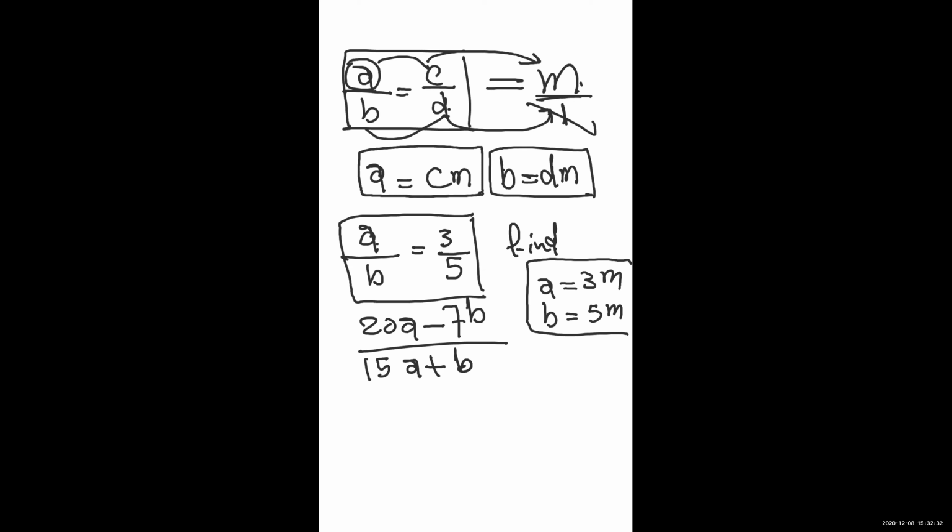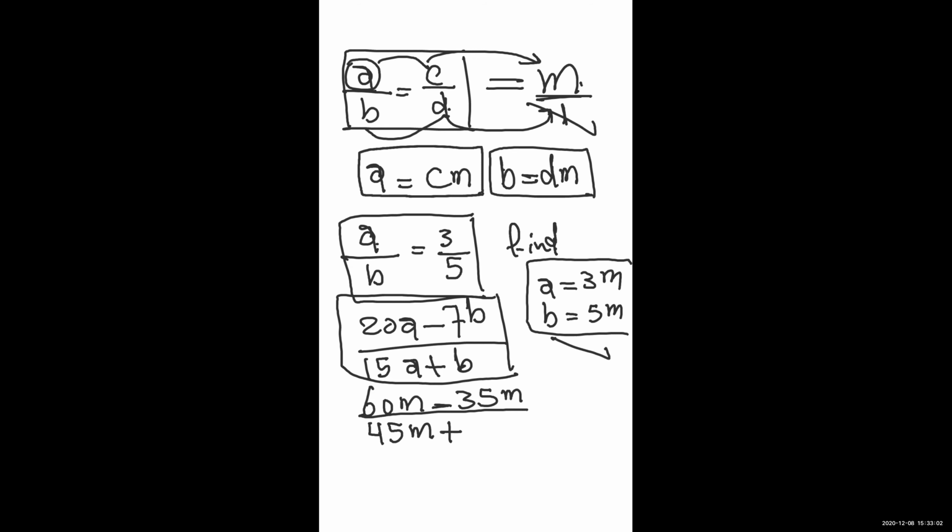So now just use a and b as values, 3m and 5m, and substitute in this one. So 20a means 20 times 3m, so 60m, minus 7b, b is 5m, so 7 times 5m, 35m, over 15a, 15 times 3m, 45m, plus b, which is 5m. So it will equal 60m minus 35m, so 25m, over 45m plus 5m, which is 50m.